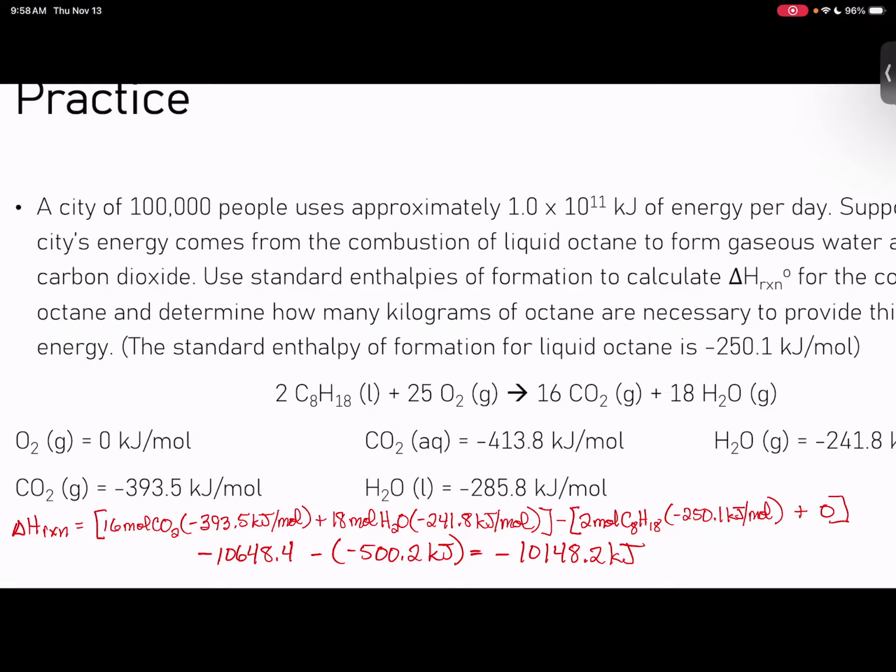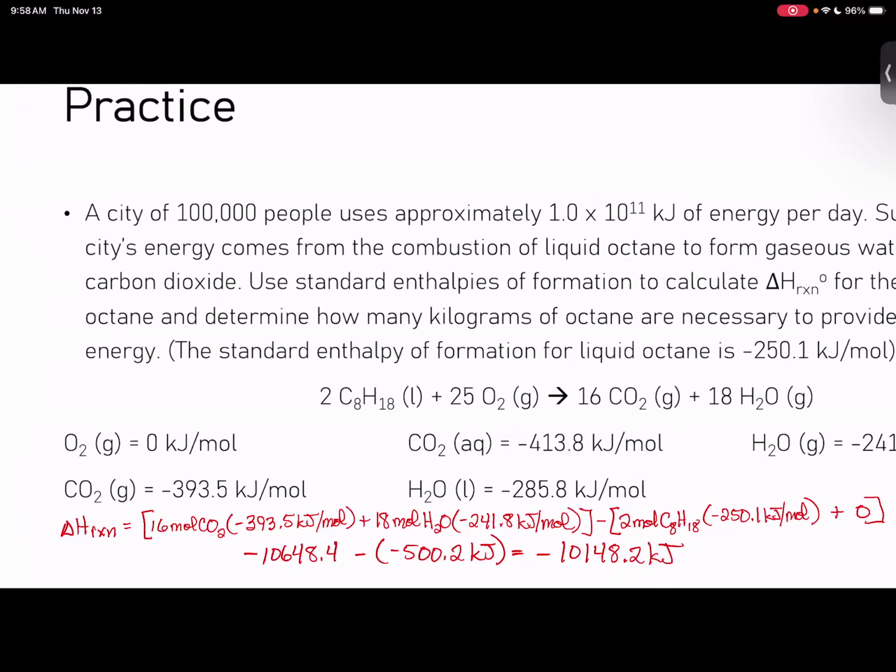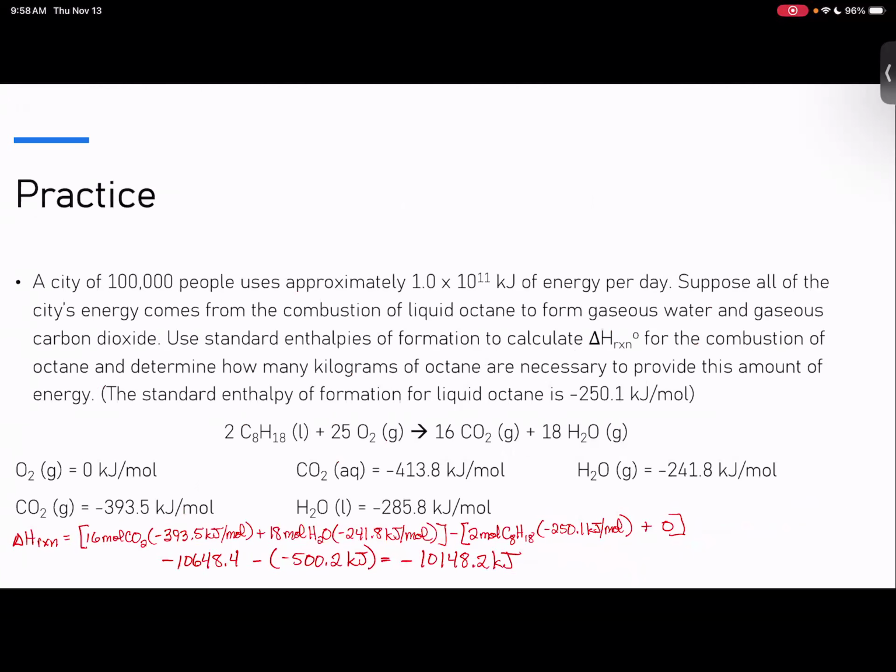A city of 100,000 people uses approximately 1.0 times 10 to the 11 kilojoules of energy per day. Suppose all of the city's energy comes from the combustion of liquid octane to form gaseous water and gaseous carbon dioxide. Use standard enthalpies of formation to calculate the delta H of reaction for the combustion of octane and determine how many kilograms of octane are necessary to provide this amount of energy.